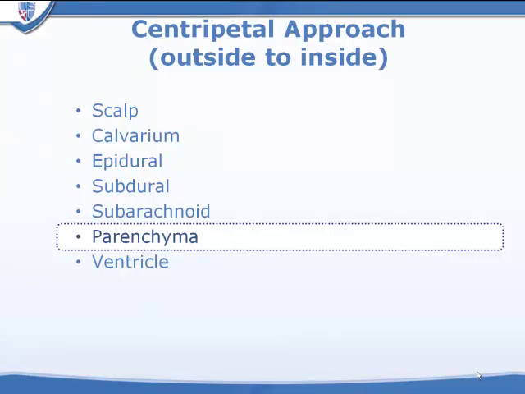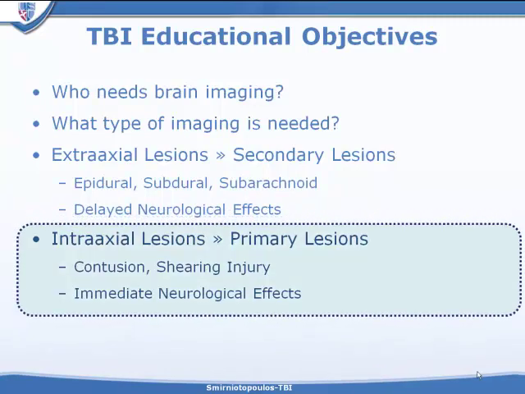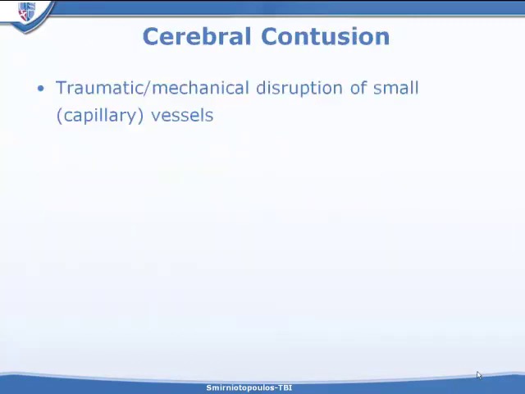Let's conclude by talking about intraaxial lesions, parenchymal hemorrhage and intraventricular hemorrhage. Intraaxial lesions are primary lesions. The injury is direct at the time of the impact or the event, and the neurologic effects should also begin immediately at the time of the impact. This is an important concept that distinguishes the extraaxial lesions, the epidural and subdural and subarachnoid hemorrhage, which very commonly are associated with the delayed neurologic effect.